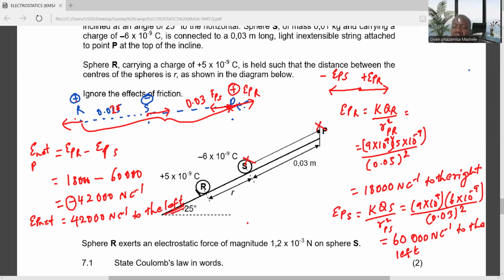I believe you are following. So that is how we calculate the net electric field at a point. It's very important to know how to calculate the net electric field at a point.